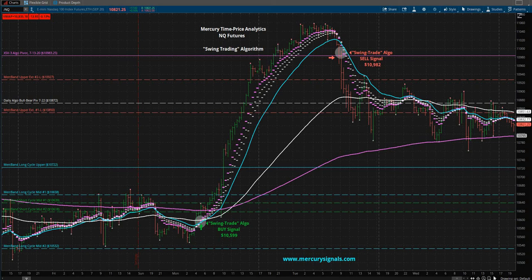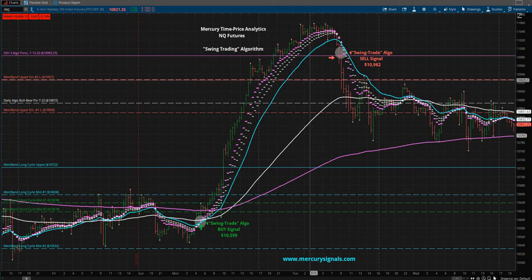I'm going to show you some things on tonight's video that we normally don't show on the videos, things that are for our subscribers. This NQ chart, and by the way, we have a day trading algorithm and a swing trading algorithm. I'm going to come back to this chart in just a minute, but I want to just lay out some of the pieces of what we're seeing.